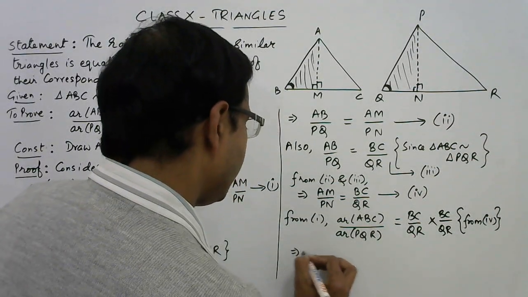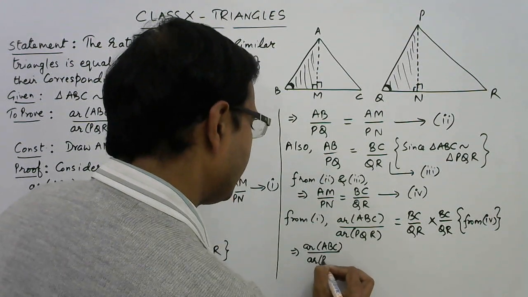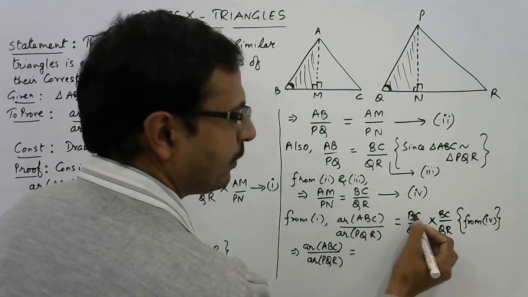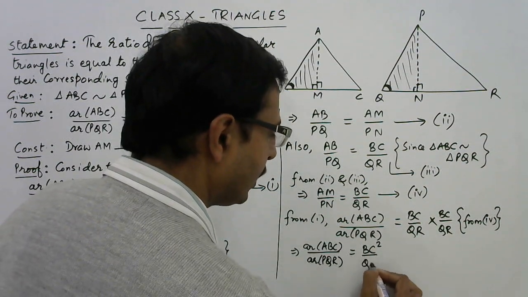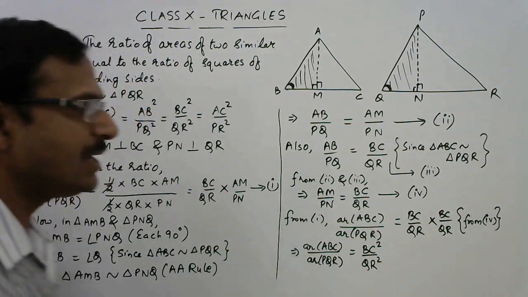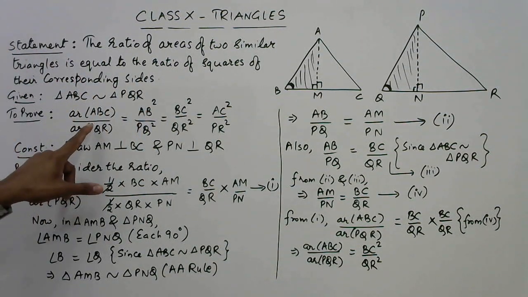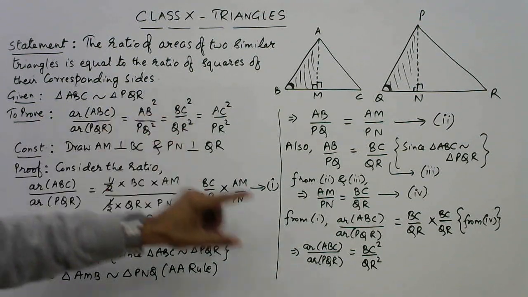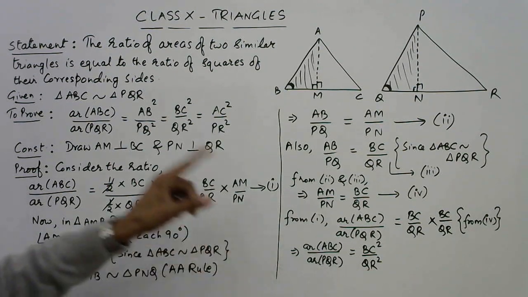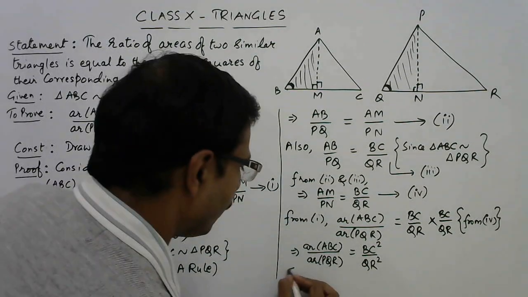And as a result, area of ABC upon area of PQR is equal to BC upon QR into BC upon QR, that is BC square upon QR square. So see, what we wanted to prove about area of triangle ABC and area of triangle PQR, the ratio should be equal to BC square upon QR square. So we have proved one part, and the other two parts you don't need to prove, you can just write that similarly other parts can be proved.